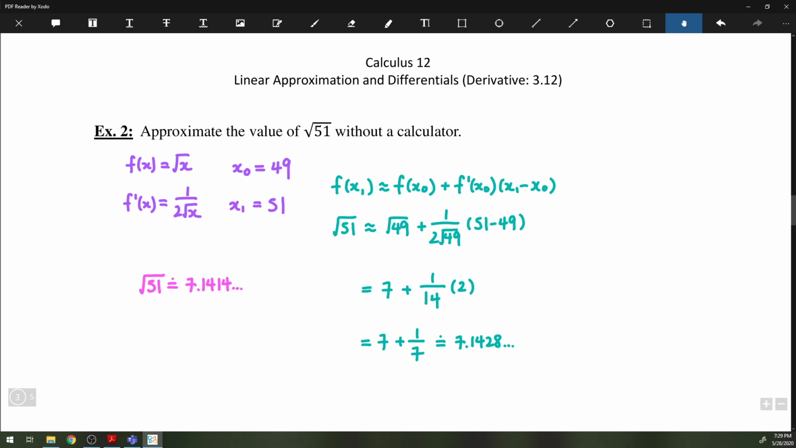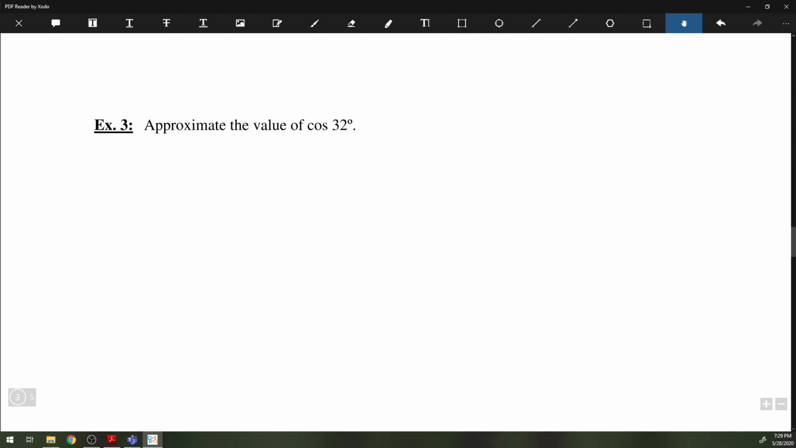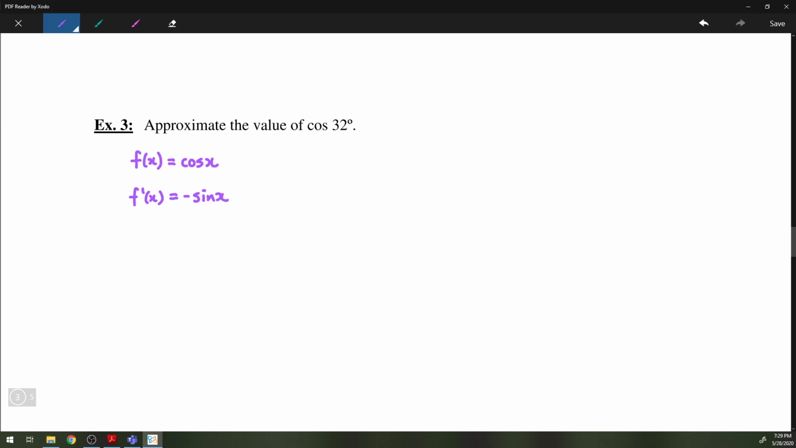Okay. Of course, you can also use linear approximation for functions that are not the square root function. Let's look at example 3 together. It says approximate the value of cosine 32 degrees. Okay, once again, our function will be simply cosine of x. Its derivative will be negative sine x. X naught, we're looking for an angle that has a nice cosine value, so that would be 30 degrees. And x1 is going to be 32 degrees.